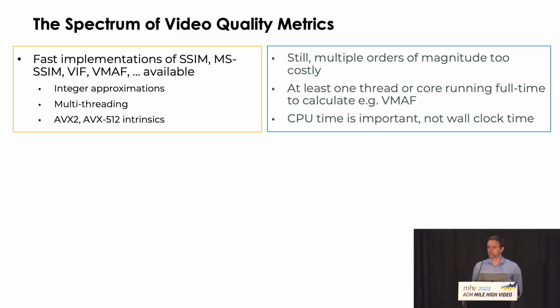For VMAF, we've seen important progress also in the computational optimization. So several of the companies that have been working on the optimizations are also represented here. But still, even with the latest speed-ups, I would say it's impossible for us in our applications to integrate VMAF in our encoders with acceptable cost. It's also the overall CPU time that's important, not just the wall clock time.